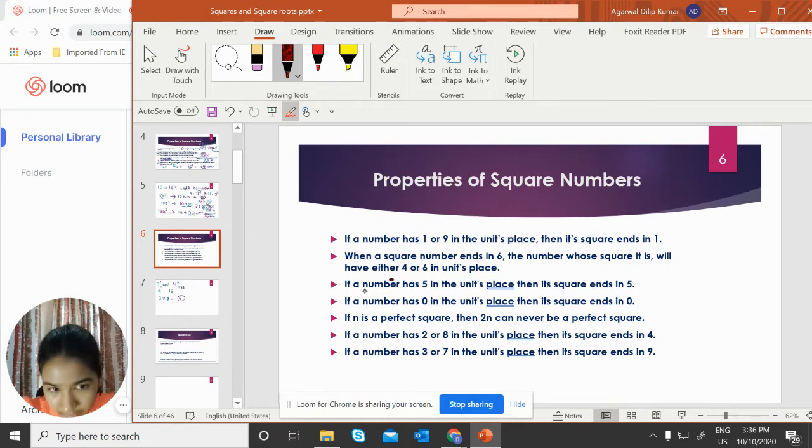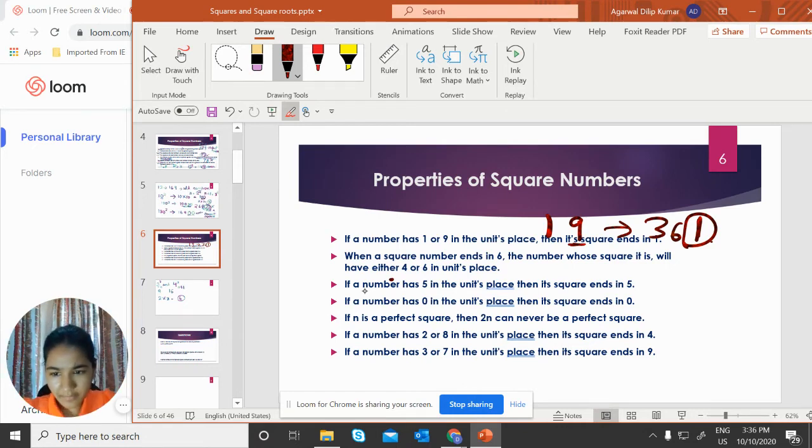See, if a number, any number, you say, I'm taking now 19. Okay, so if a number has 1 or 9 in its unit place, so what is the unit place? 9. Then its square ends in 1. Your square will end in 1. What's the square of 19? 361. See, the units place of your square will be 1.